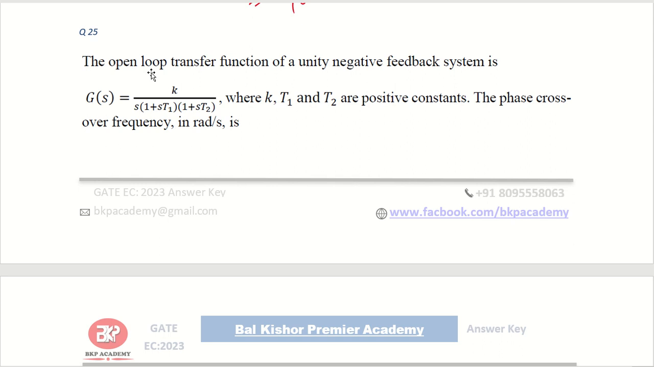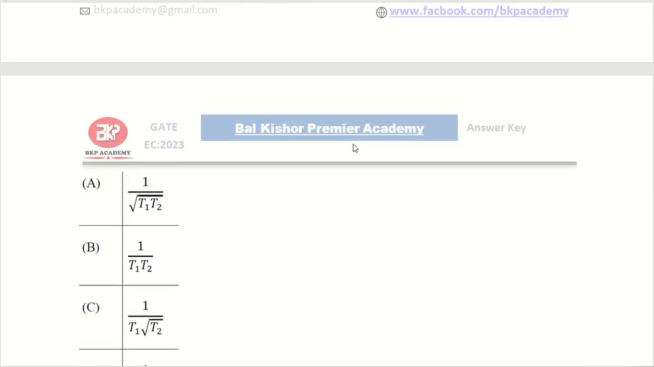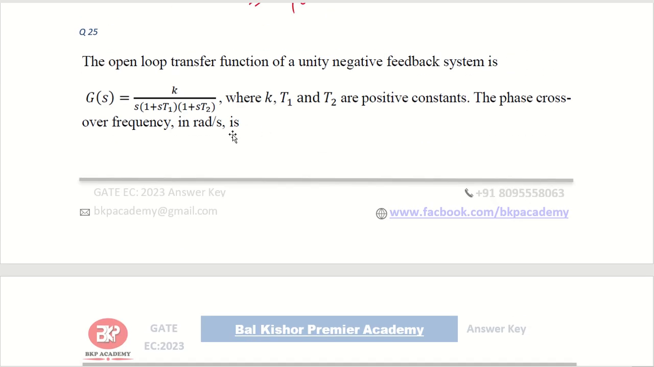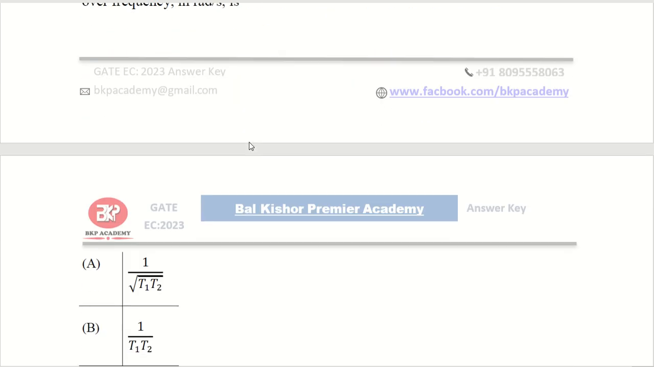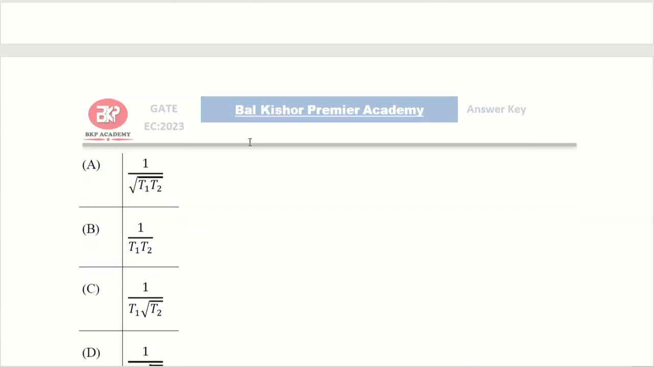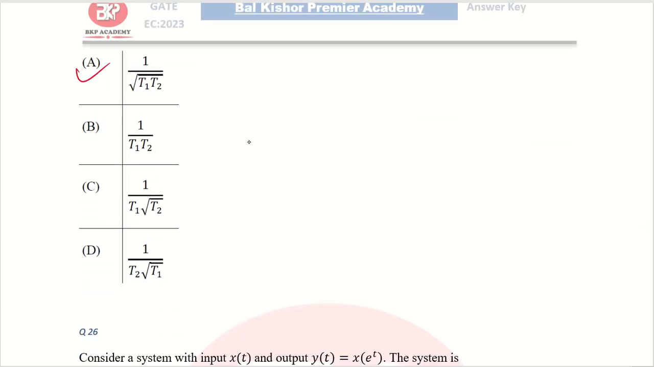25: the open loop transfer function of the unity negative feedback system is this, the phase crossover frequency. I have given you this formula directly, and this is a question that I solved directly in the class. So 25 is going to come up as 1 by root under T1 T2.